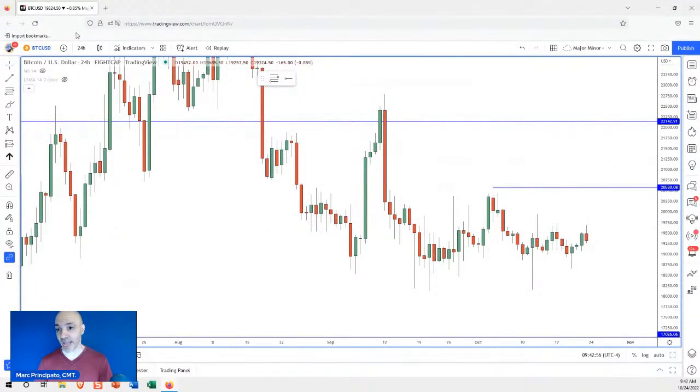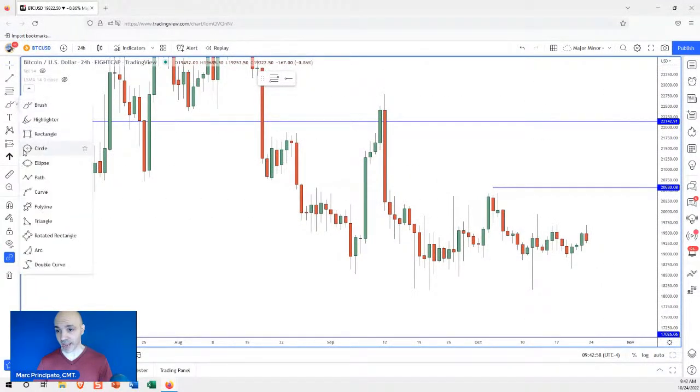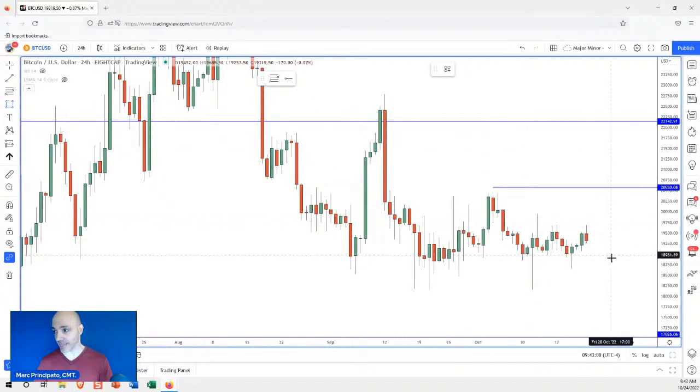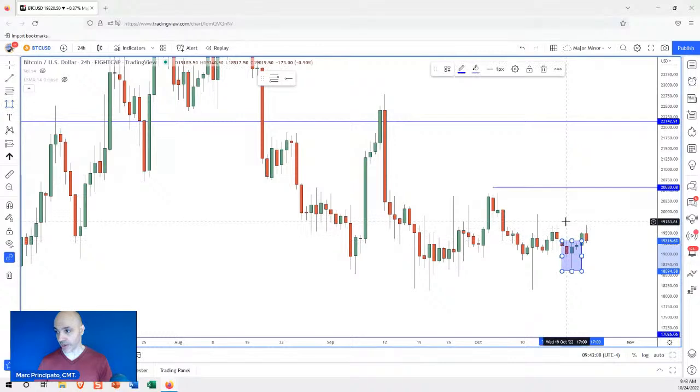I put the idea out. I think it was Wednesday or Thursday. I can't remember exactly when I put that idea out. It took a couple of days and then the trade went into play. Okay. The trade went into effect on this candle right here. Okay. The entry was 18,850.